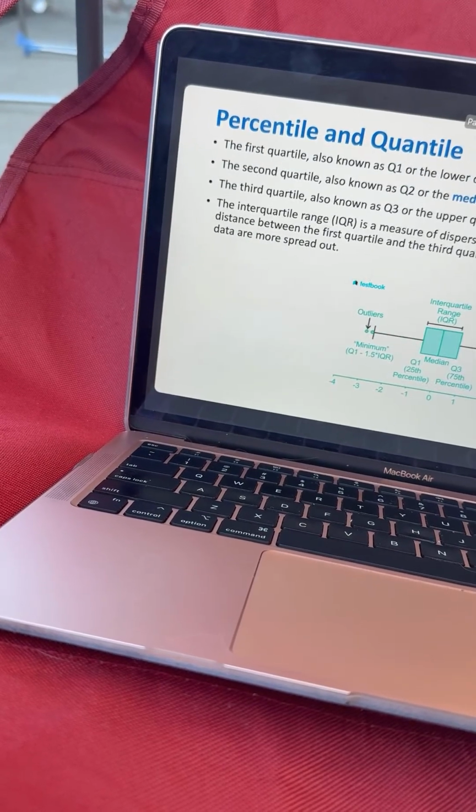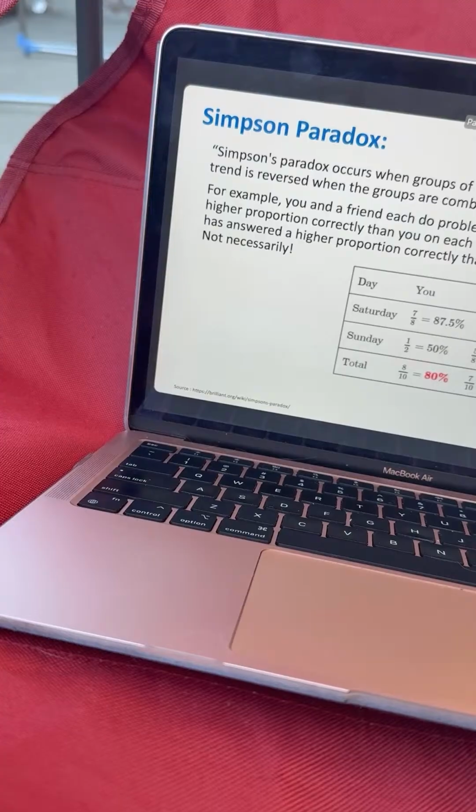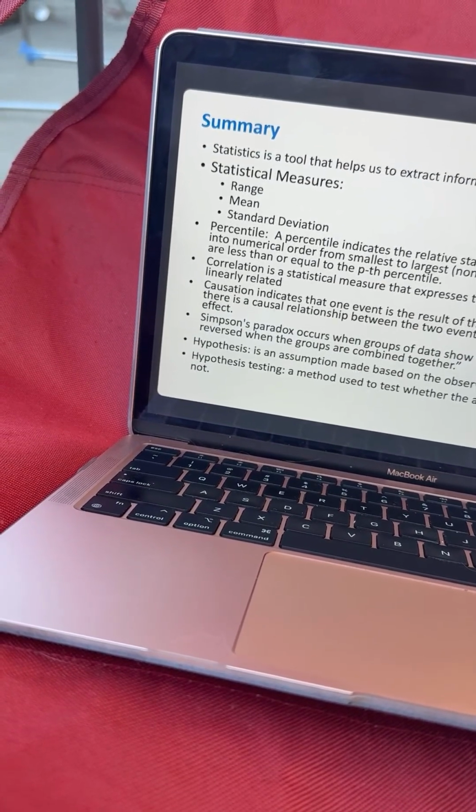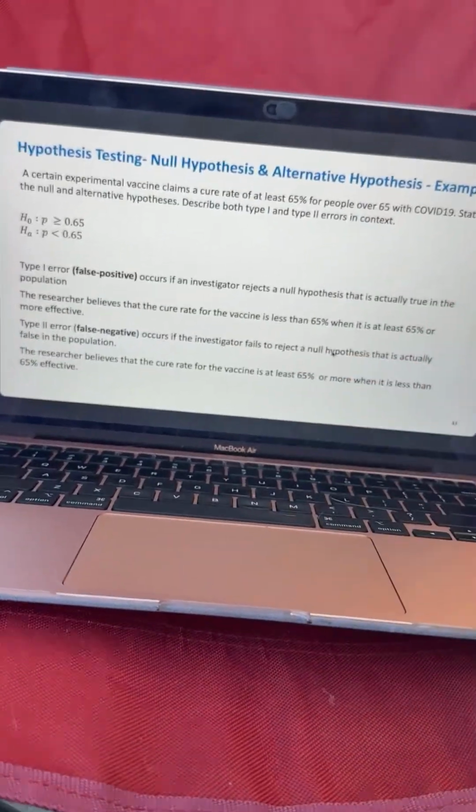So we did all this. I don't know why I'm going up. Let's see. Okay, 43. So we don't need the summary, but this is the last slide so far.